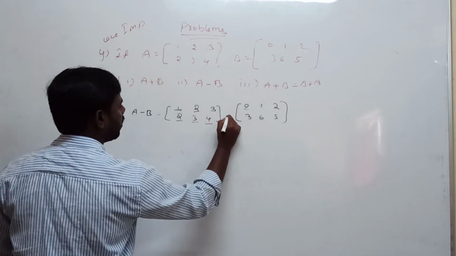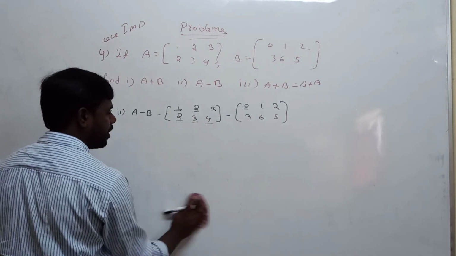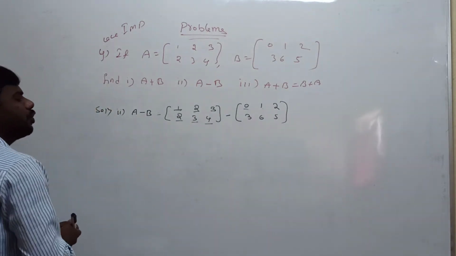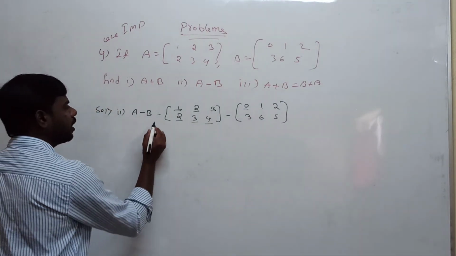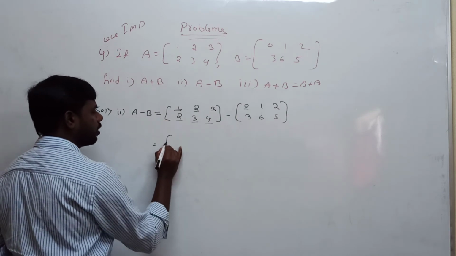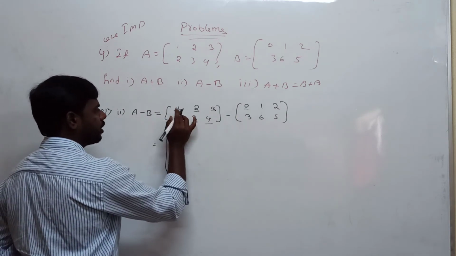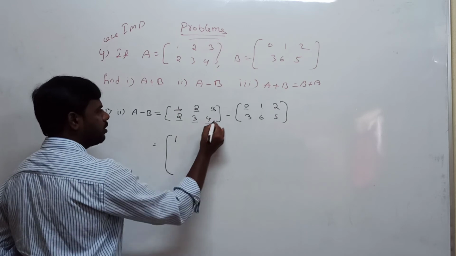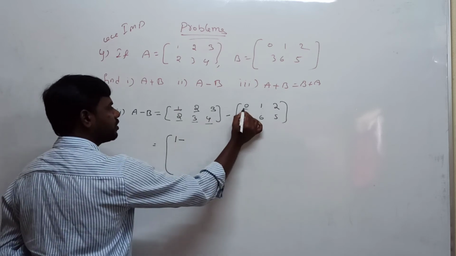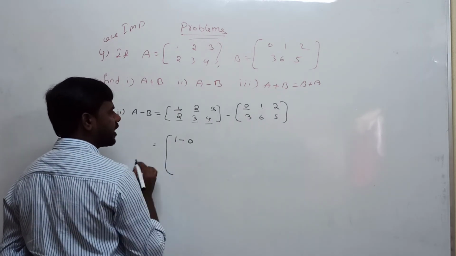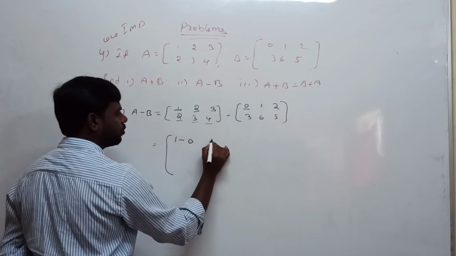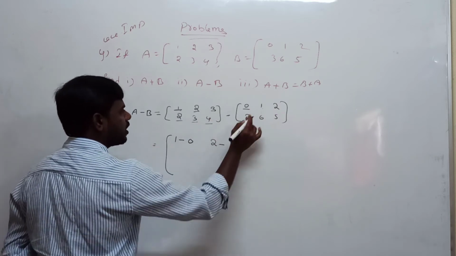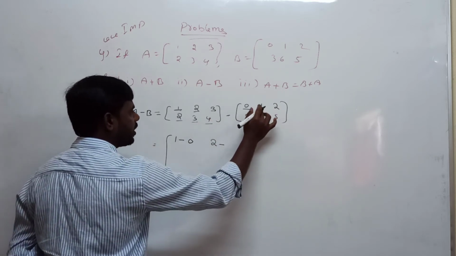So substitute the A matrix and B matrices. After that we subtract the two matrices. Same as the first position. What is the first position here? 1. The symbol is negative. Here the position of the first element is 0. Next, the second element. What is the position of the second element? 2. The symbol is negative. Here the second element is 1.